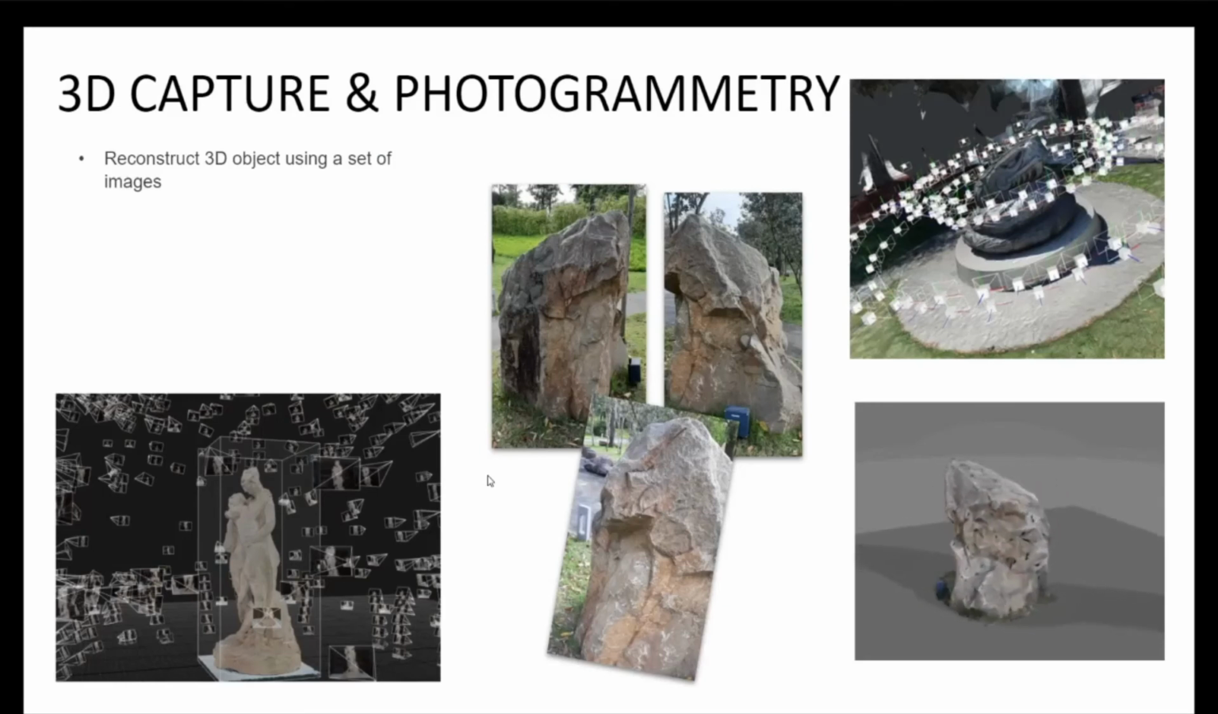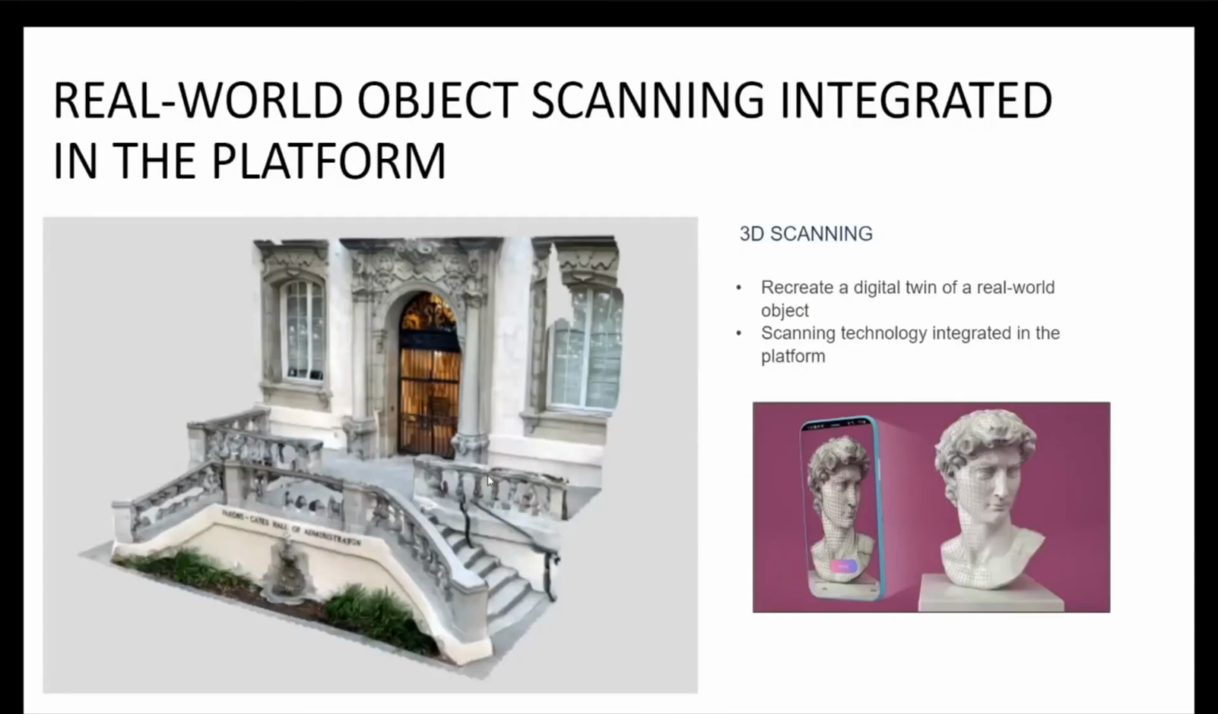3D capture through the use of photogrammetry, so to do 3D reconstruction, where you can upload a bunch of images and, through 3D reconstruction, convert them into a 3D object that we can use in the platform. Also using phones equipped with a LiDAR sensor to do 3D scanning, again to bring it into our platform.